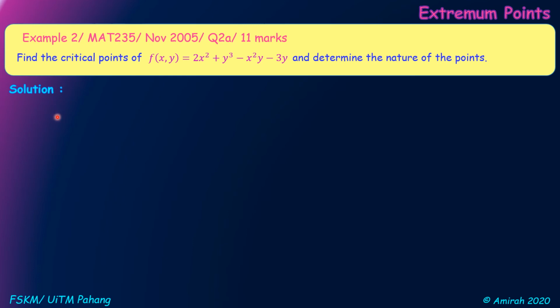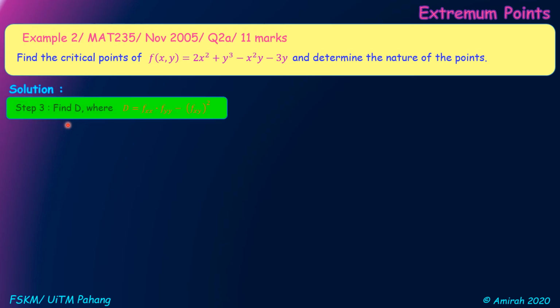Alright, after we find all the critical points, we can continue with step 3. Find D, where D equals fxx times fyy minus fxy squared. From the previous slide, we get fxx equals 4 minus 2y and fyy equals 6y. And we get fxy equals negative 2x. Then we can find D using this formula.